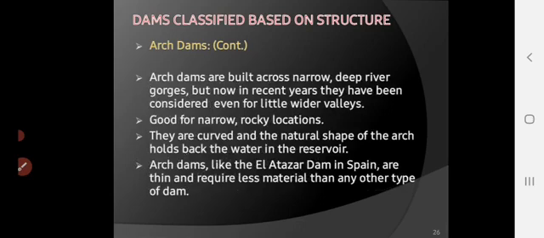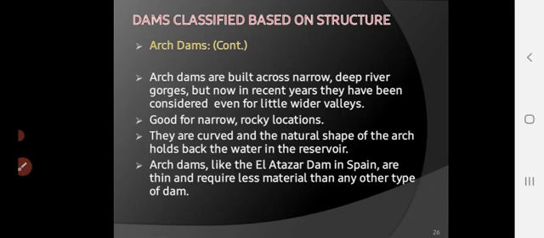Arch dams are built across narrow, deep river gorges, but in recent years they have been considered even for somewhat wider valleys due to advances in technology and material. Good for narrow rocky locations. They are curved and the natural shape of the arch holds back the water in the reservoir.